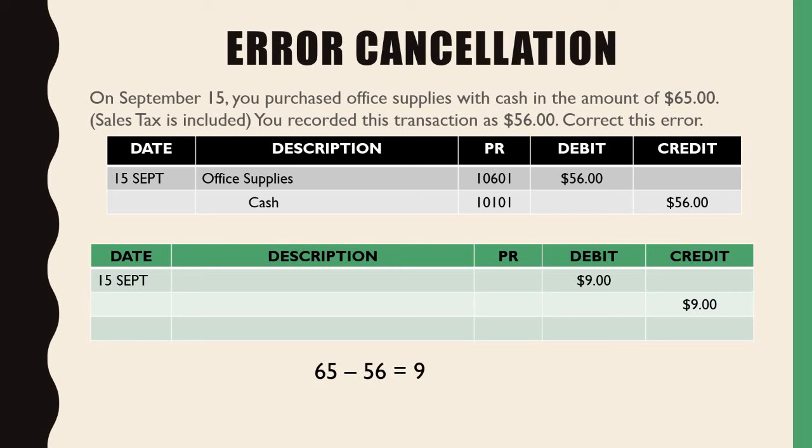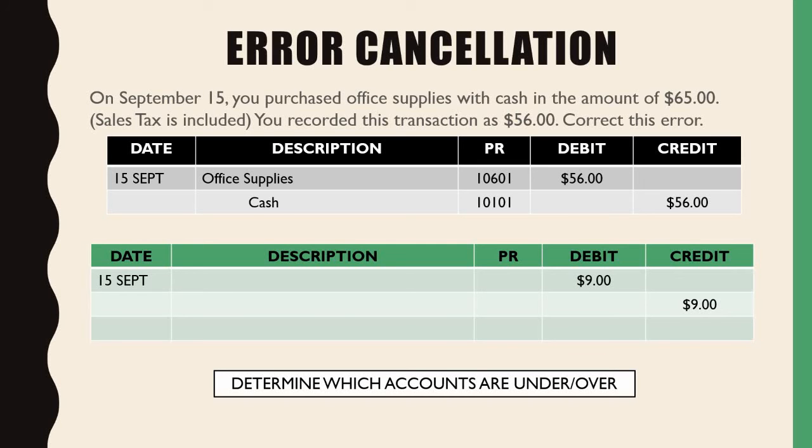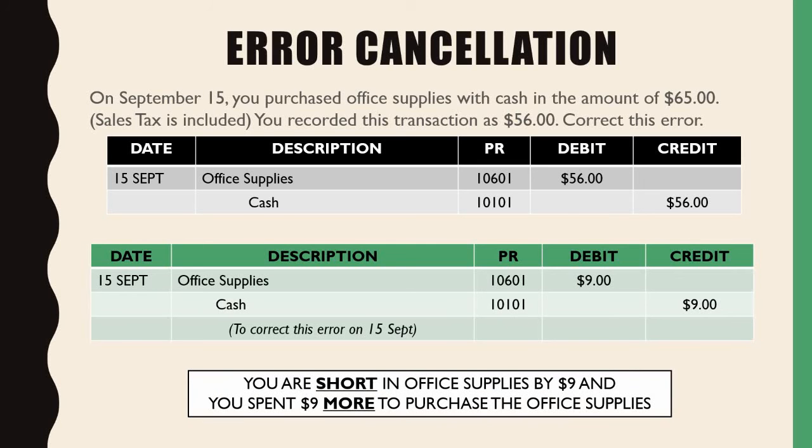And then, of course, my cash. I spent $65, but in this case, I recorded it at 56. So am I short in cash or am I over in cash? In this case, I need to spend more cash, right? I'm short in my cash. So that means I need to increase the amount of money I spent by $9. So therefore, I'm going to increase my office supplies because right now it says I have $56 worth of office supplies, but now I'm supposed to have 65. So I'm going to increase it by $9. And of course, I'm also going to spend $9 extra more dollars.